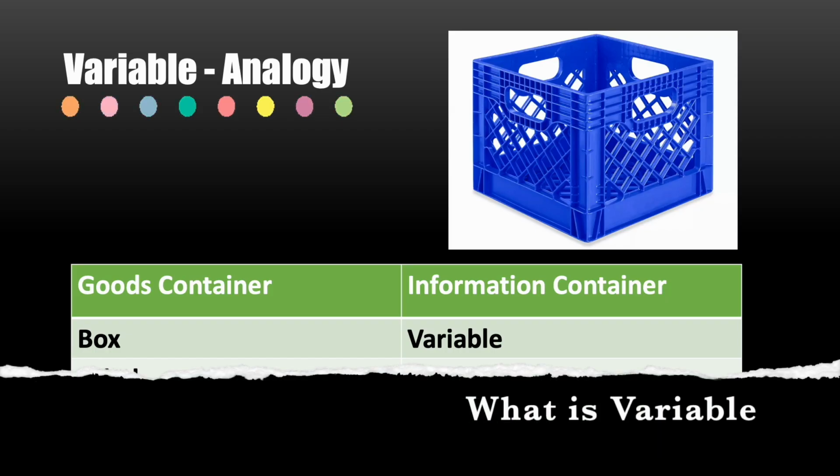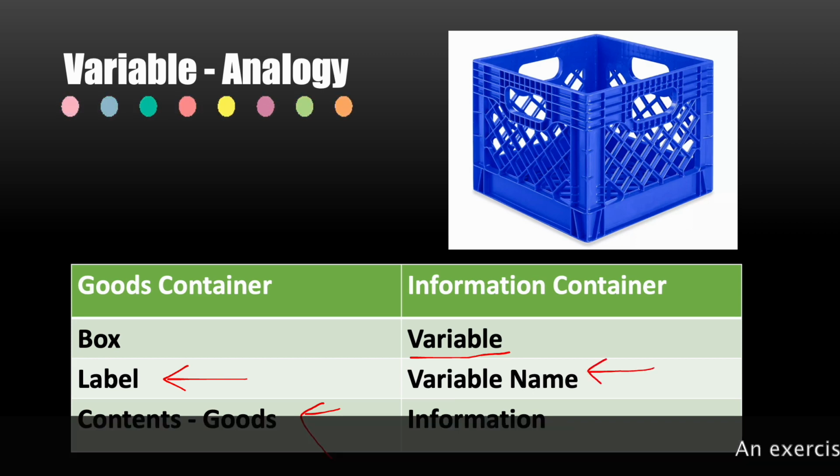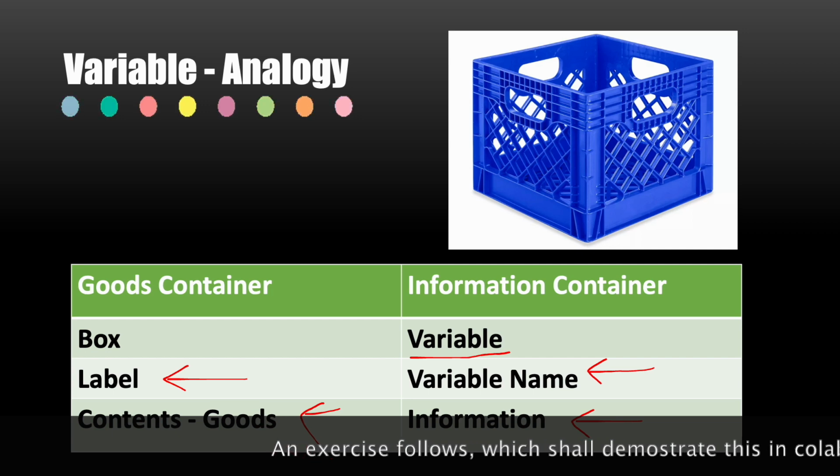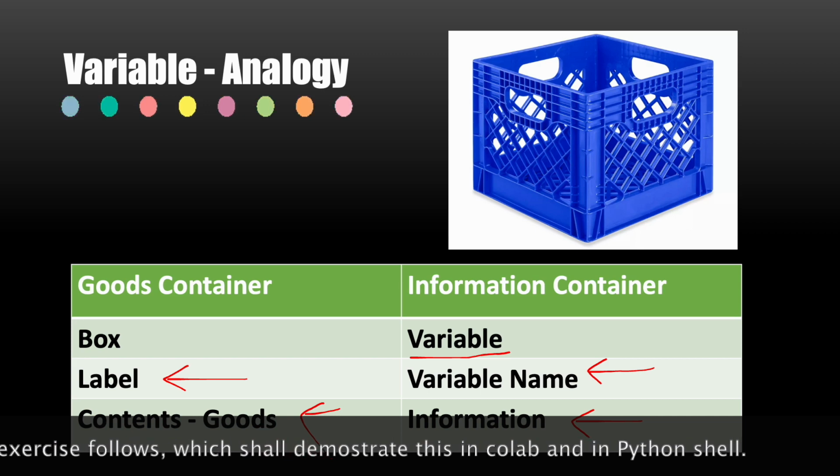Let's understand variables with the help of an analogy. So we have a box, and a box is a container for some goods, and similar to a box we have a variable. A box would have a label and a variable has a variable name. A box contains some goods and the variable contains some information. This information is stored in computer memory. So if you see, there are a lot of similarities between a box and a variable, which will be made more clear once you see this in action.